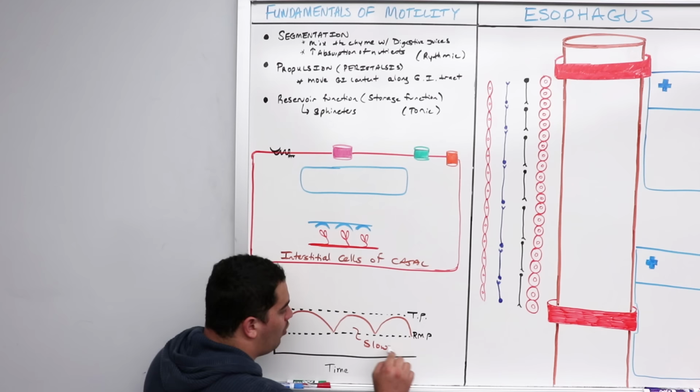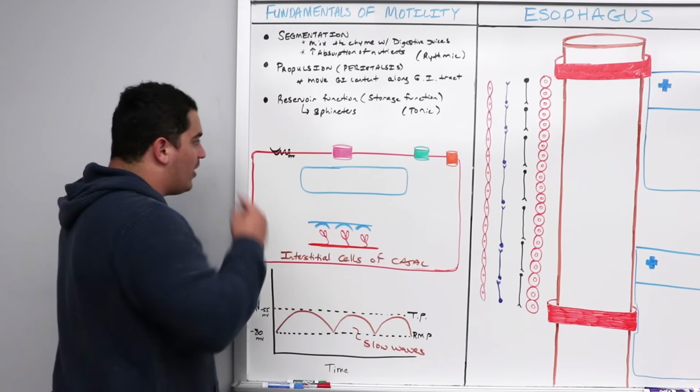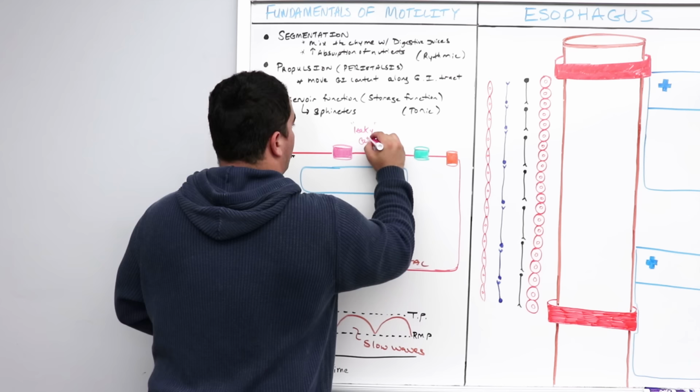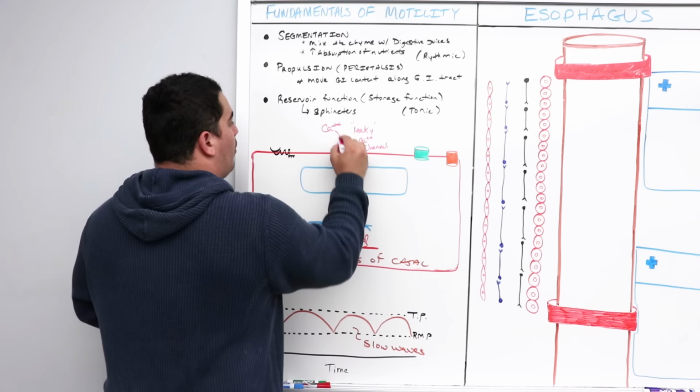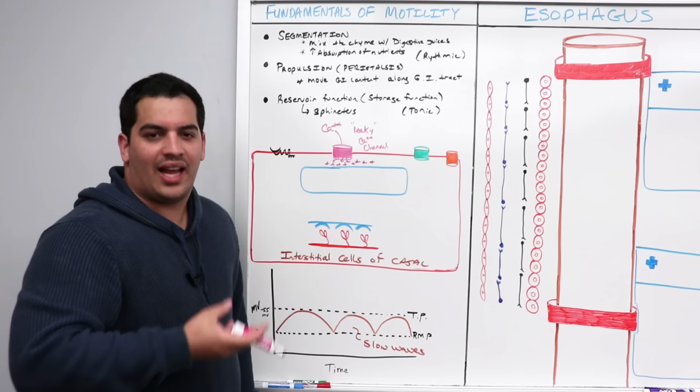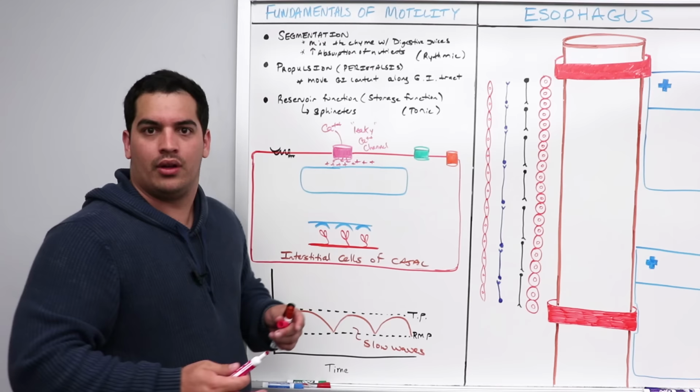Well, if you look here, this smooth muscle cell has these leaky calcium channels. So here's a leaky calcium channel. What it allows for is it's kind of always open, and it allows a little bit of calcium to trickle into the cell. And this little bit of calcium trickling into the cell helps to slightly depolarize it, bringing the inside of the cell from resting toward threshold. That's its goal.